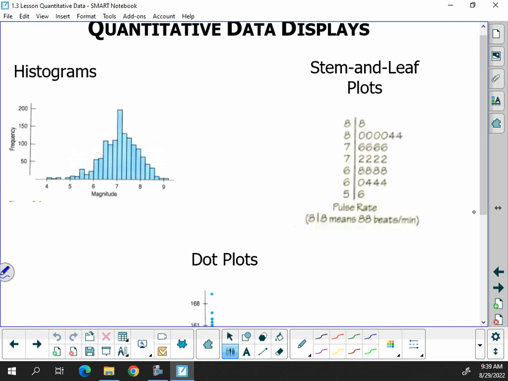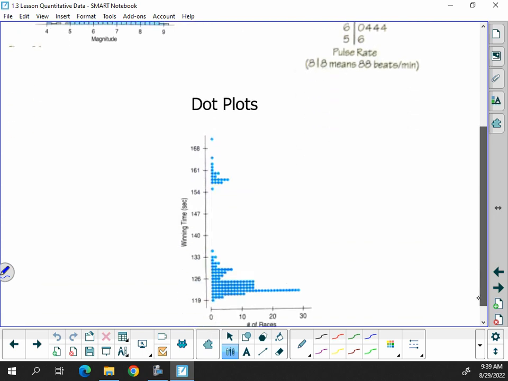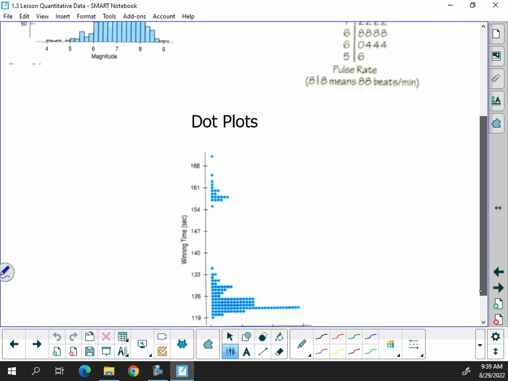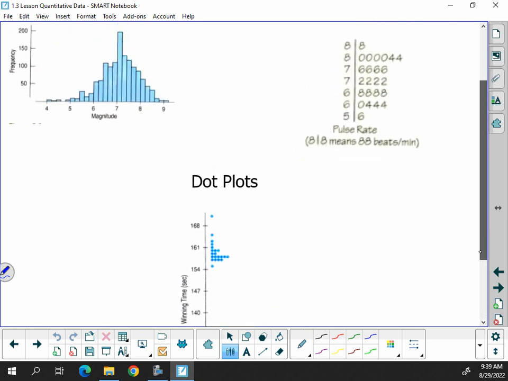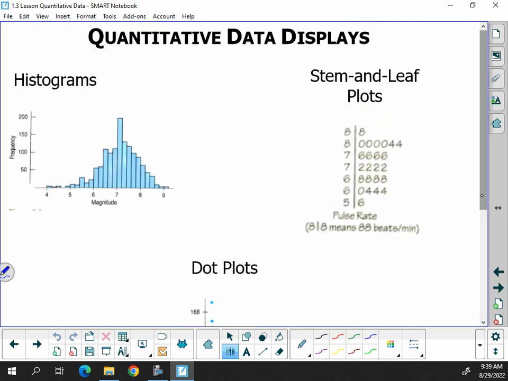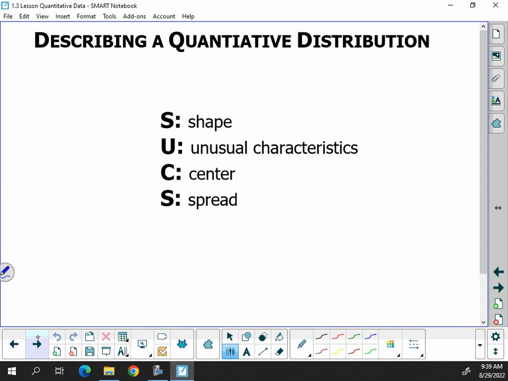We will talk about constructing these, like I said, again in class. But for right now, this is just a quick, hey, this is how we can display our quantitative data. And you can see they all sort of give the same idea, but we'll talk more about those together. For now, we want to learn how to describe the distributions or the quantitative data displays.